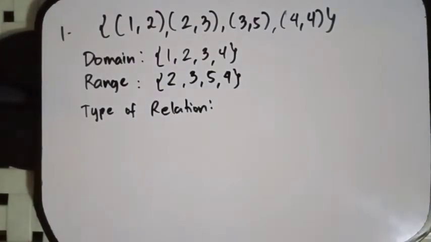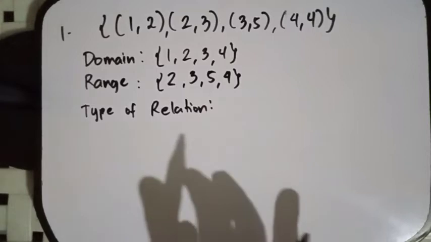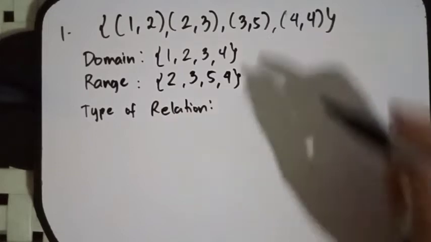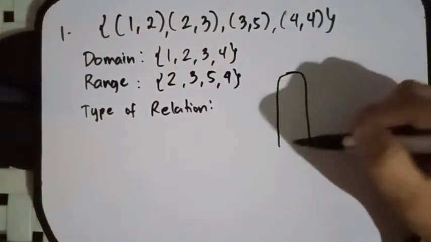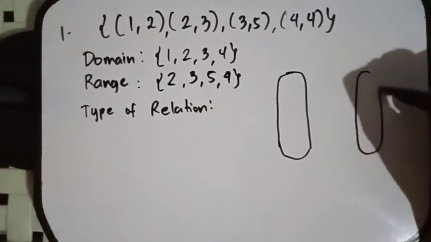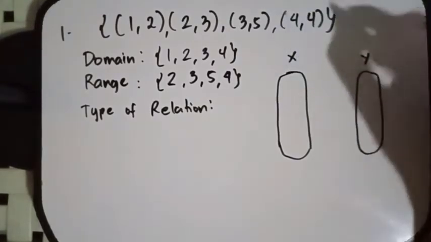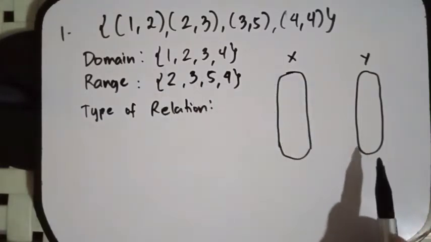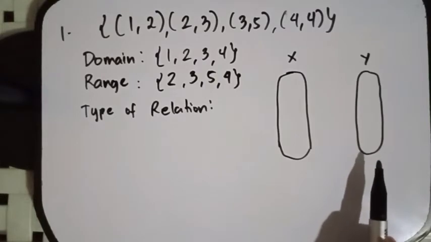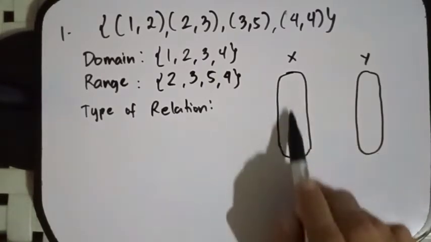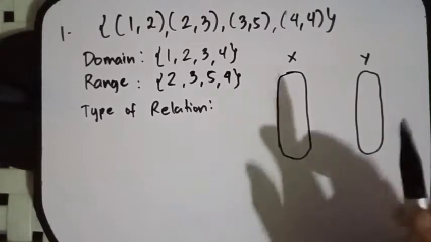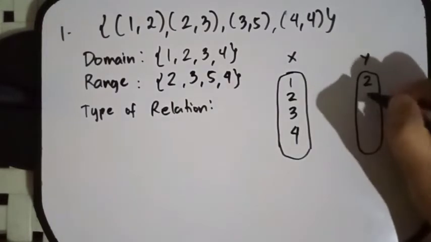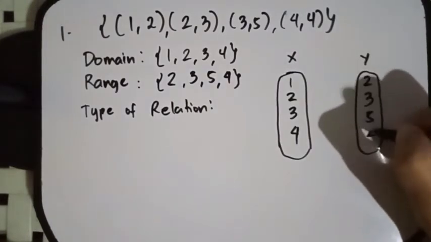Okay? Of course, para malaman natin yung type of relation, gagawa muna tayo ng mapping diagram. Okay? Kung saan meron tayong dalawang sets. Ayan. Tapos ito yung x at ito yung y. Nagre-represent ito lahat ng values of x na kung tawagin ay domain. Tapos dito naman lahat ng values ng y na kung tawagin ay range. Okay, so dito natin ilagay yung domain. So we have 1, 2, 3, 4. Tapos yung range naman 2, 3, 5, and 4.